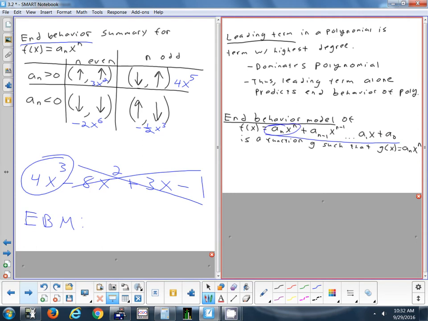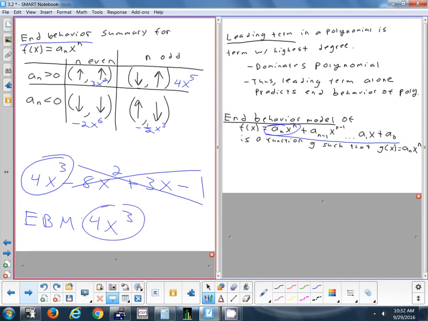So the end behavior model for this function is 4x cubed. That's what's going to control the end behavior. Not the squared term, not the linear term, not the constant term. So that's what I'm saying right here. The end behavior model is just the highest degree term, which is usually the first term if you put it in descending order.